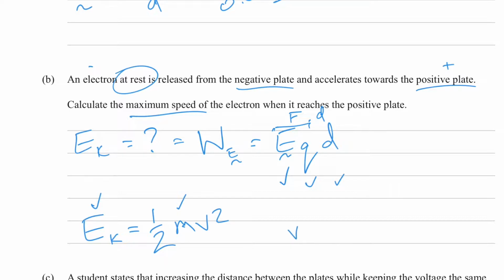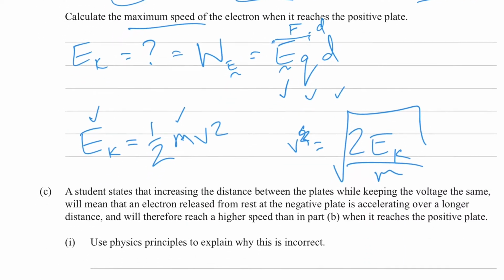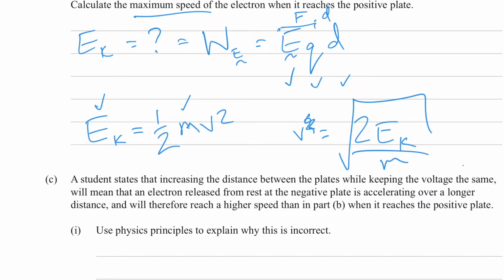So it'll be v squared equaling 2 E_k over m. Square root all of that, and don't forget the units, meters per second.